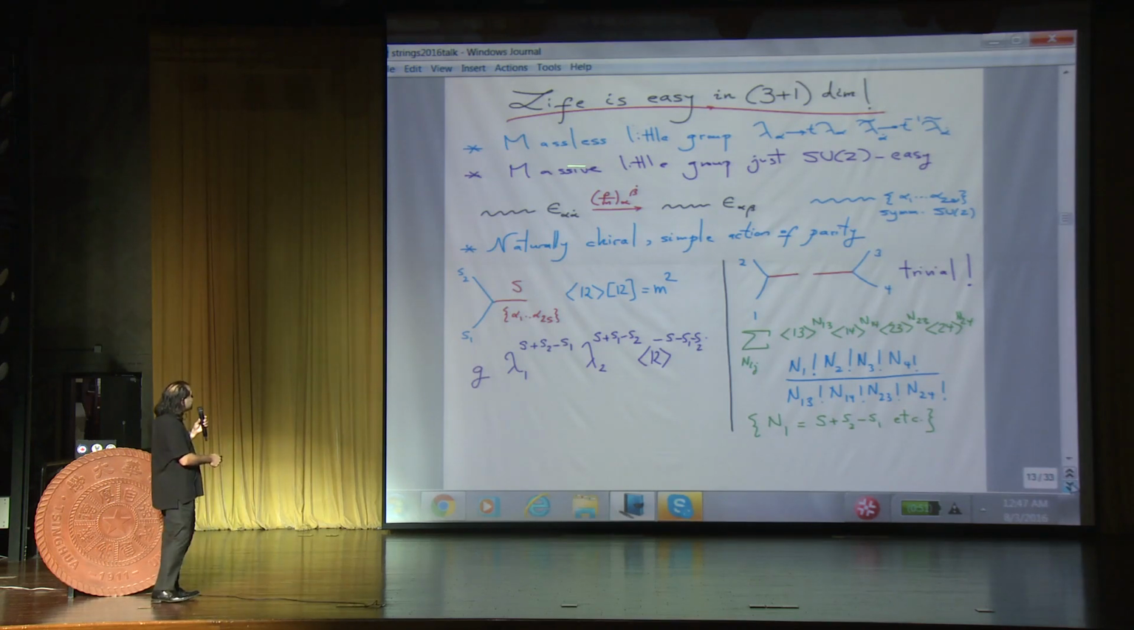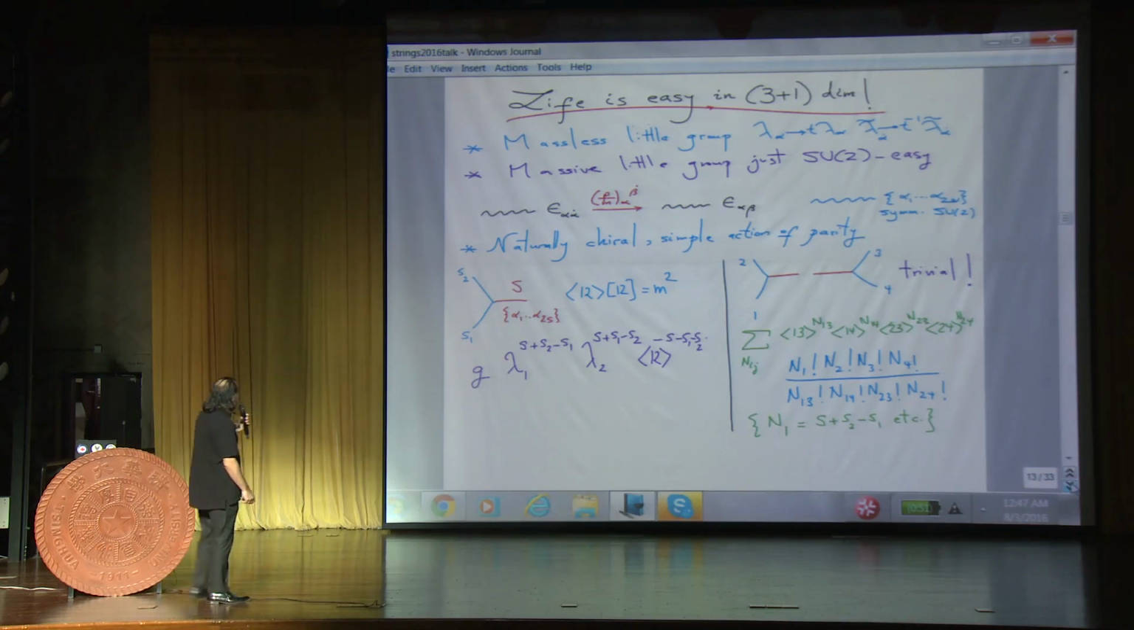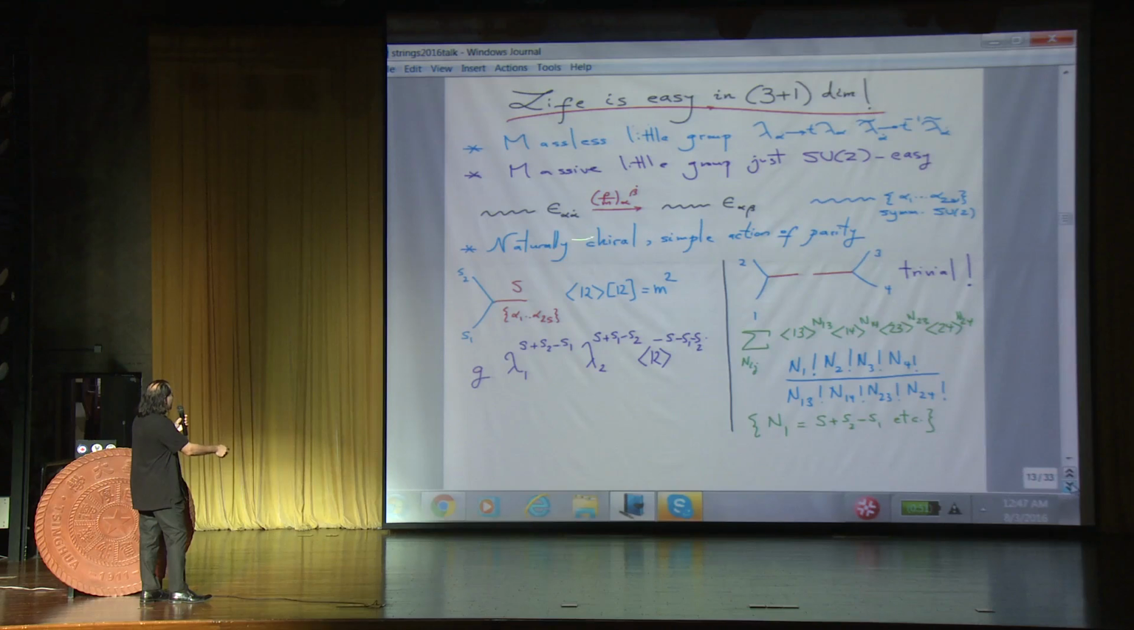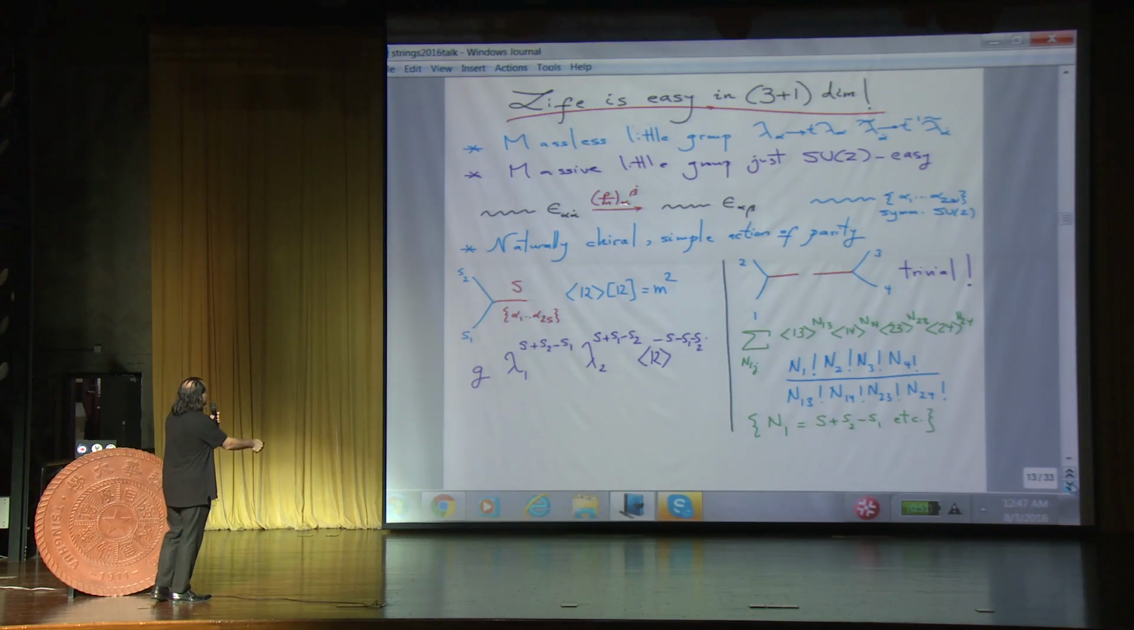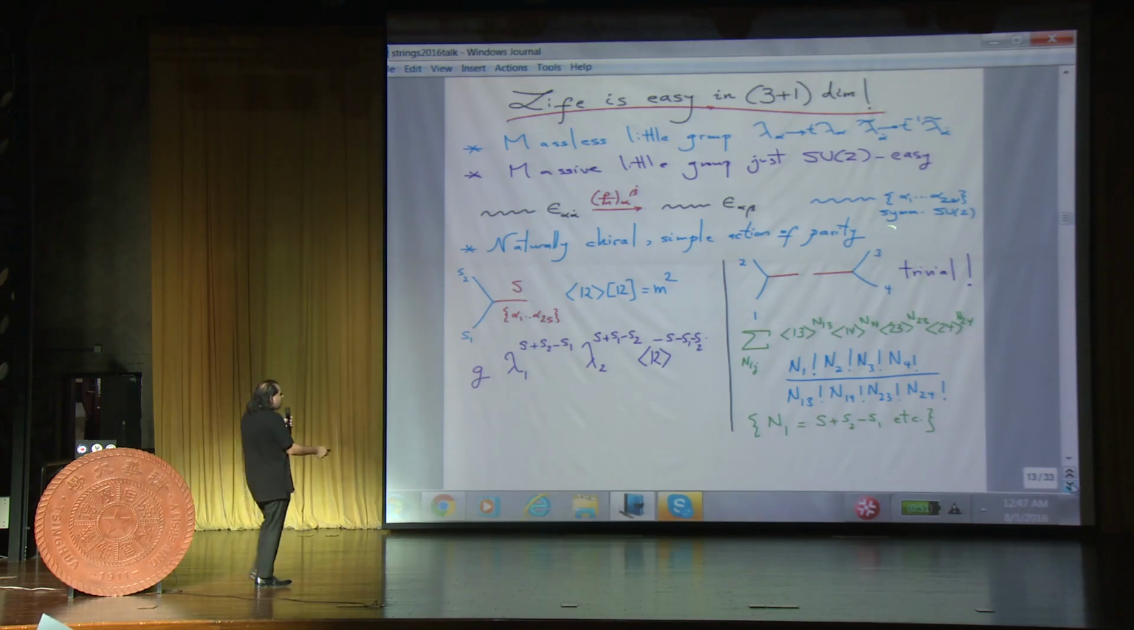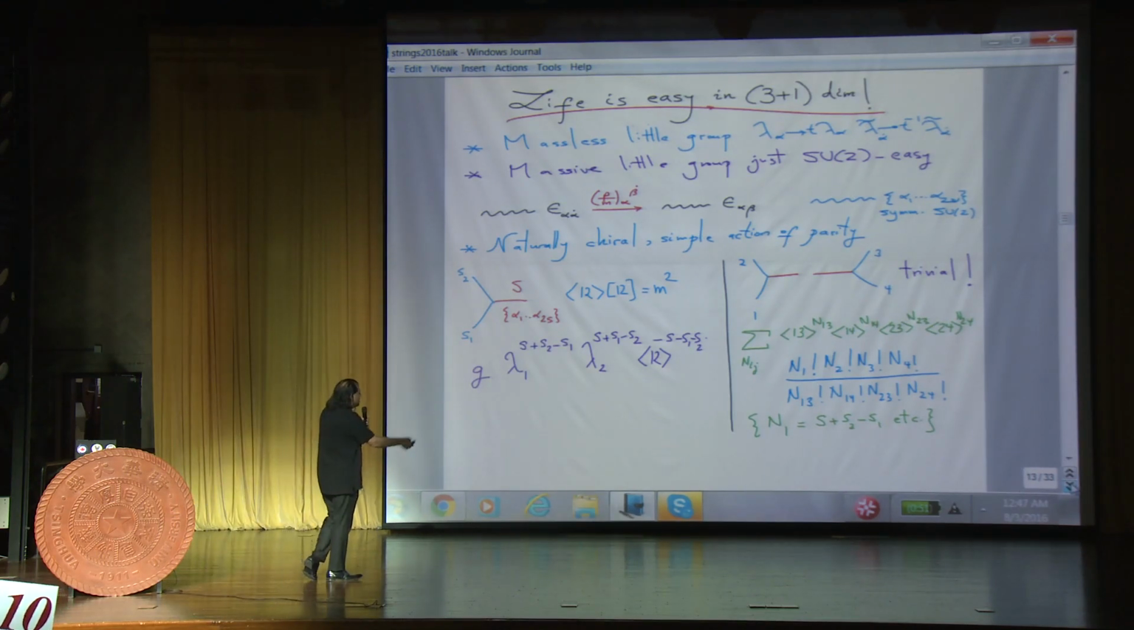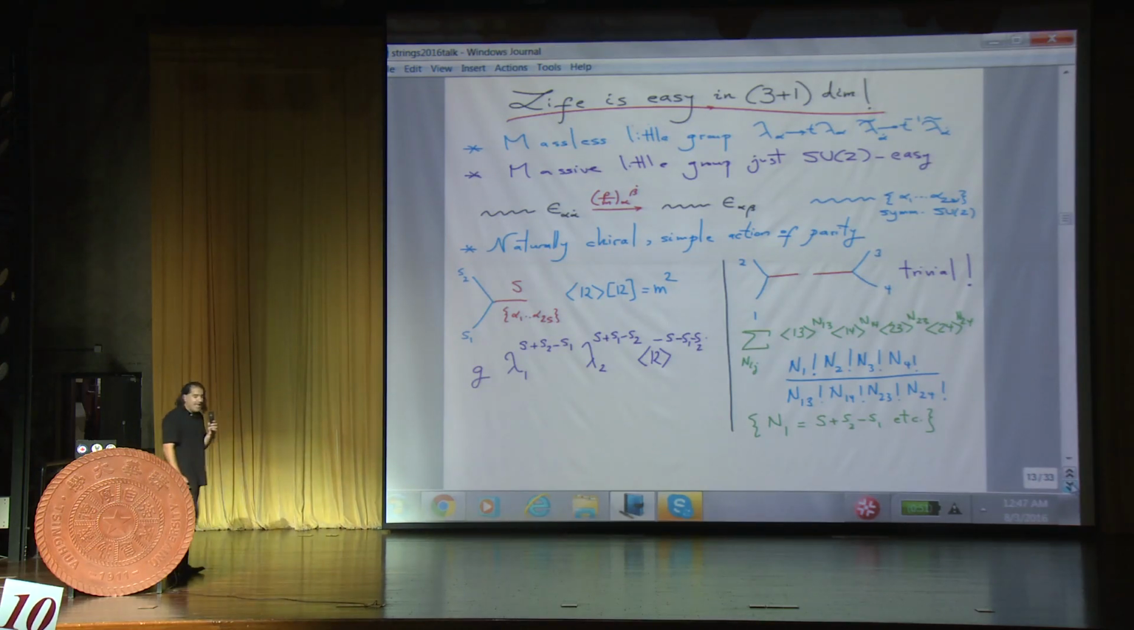And that's because the massless little group we just talked about, that's very easy. But the massive little group is just SU2, and that's also easy. So we normally think about using, say, a polarization vector, which is a vector, but we can use the momentum in order to translate all the indices into, let's say, alpha indices or alpha dot indices. And then that's the little group. So they just have to be symmetric tensors under the little group. So this is a chiral way of talking about things, but it's naturally chiral. There's a simple action of parity. And so all we have to do is make up 3 particle amplitudes that have the right transformation properties.